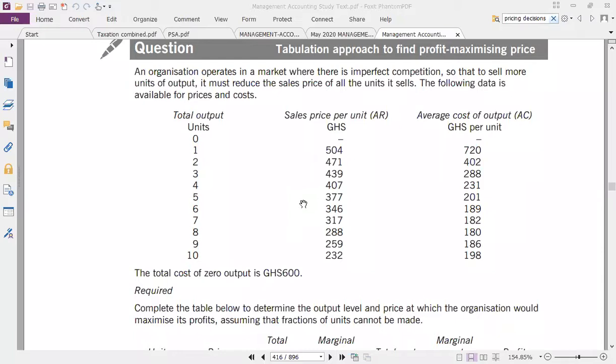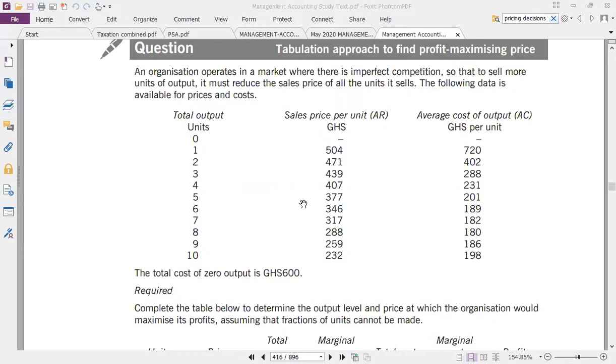So first, when the output is 0, what do you get? You have to put 0, 1, 2, up to 10. The prices happen to be 0, 548, 471. Please, I need all hands on board for the calculation.